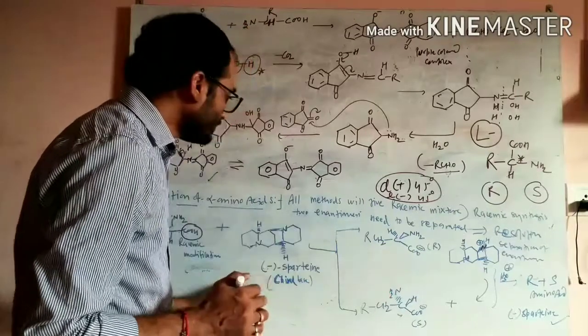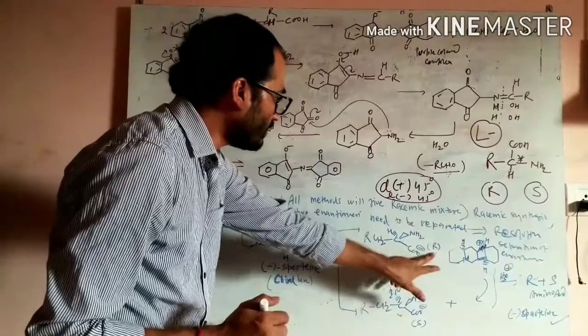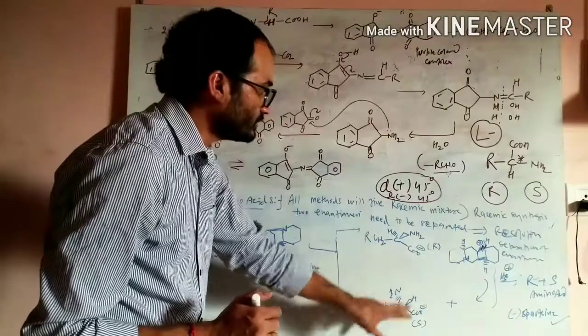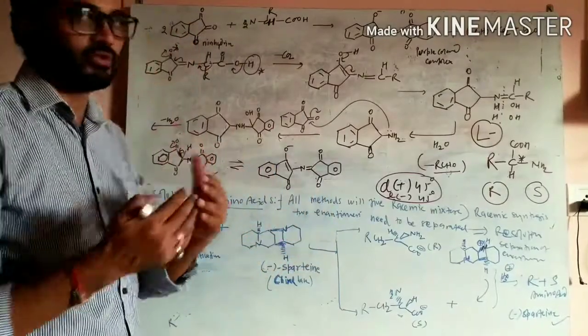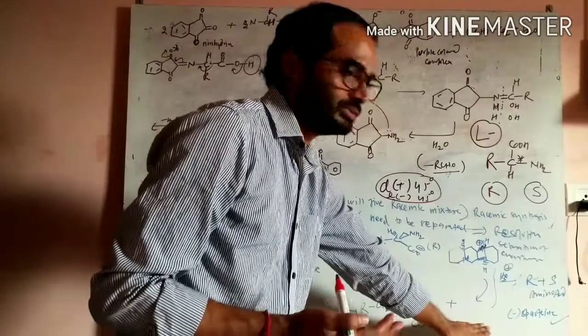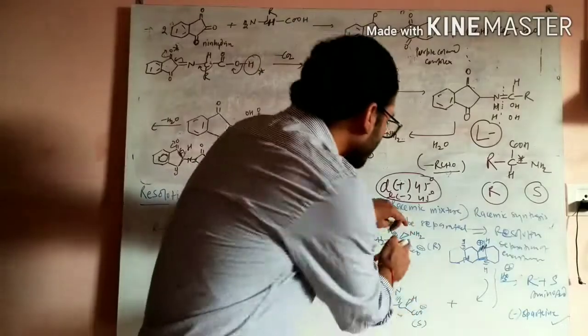Okay? And another one will form this form. So this is the R form and this is the S form of the salt, because this is a salt. This is a base, this is the acid. When acid and base react together, they form a salt. So this is a salt, this is another salt. But what is the relationship between these two salts?